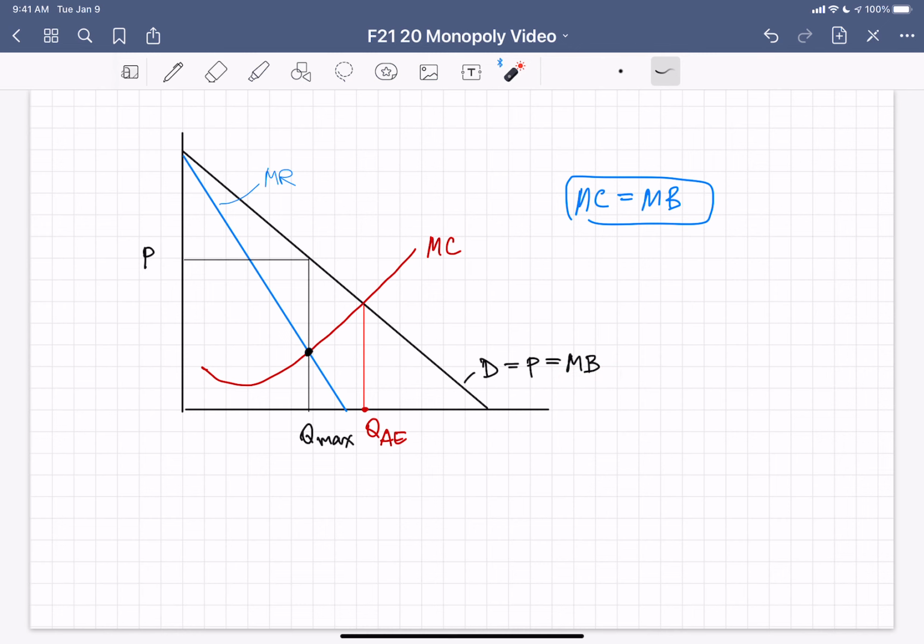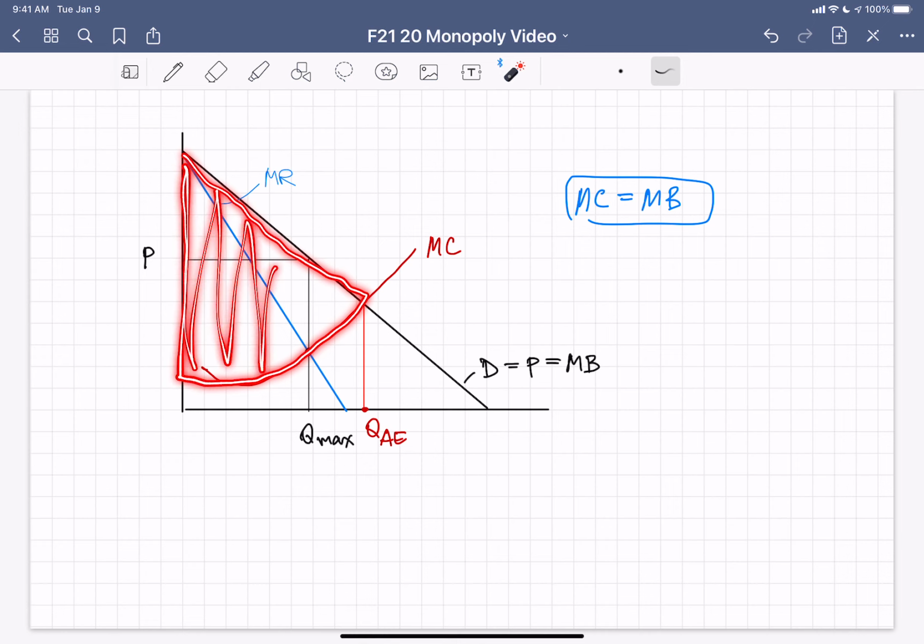And based on this logic, you want to produce all units for which MB exceeds MC. In other words, you want to produce up to this point. So as long as marginal benefit justifies marginal cost, we want to keep producing. And basically, when we're producing this last unit, this is where we're running out of units for which MB exceeds MC, and we should stop. And by doing so, we will also maximize our surplus, which will be this area.